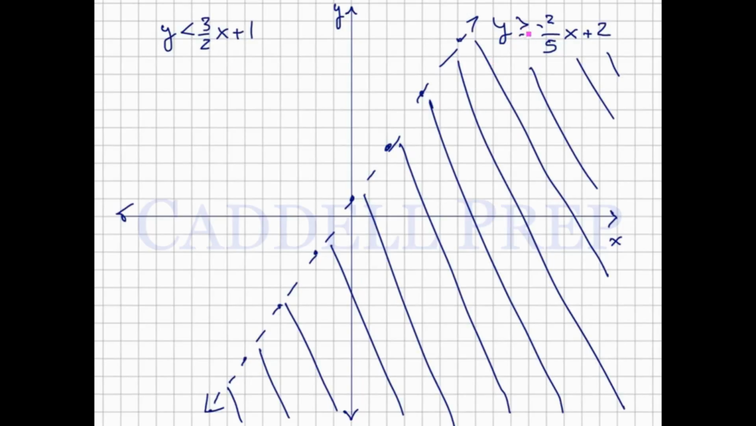Now let's graph the other one. So y is greater than or equal to negative 2/5 x plus 2. So y-intercept of plus 2 and a slope of negative 2 over 5. So down 2 over 5. Down 2 over 5. Okay, let's go the other way. We're going to go up 2 over 5. And this is greater than or equal to, so since it can equal it, it's going to be a solid line. And it's everything above the line.